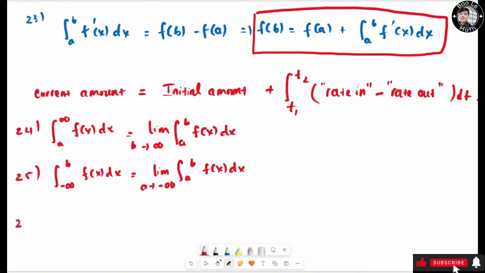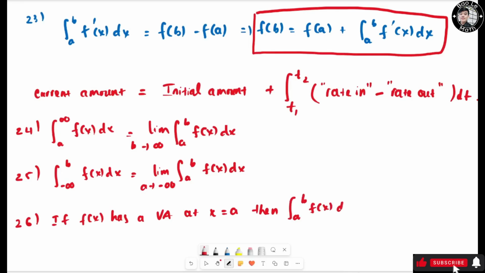Now number 26, if the function f of s has a vertical asymptote at s equals a, then the integral from a to b of f of s ds equals the limit of the integral from t to b of f of s ds when t approaches a from the right.